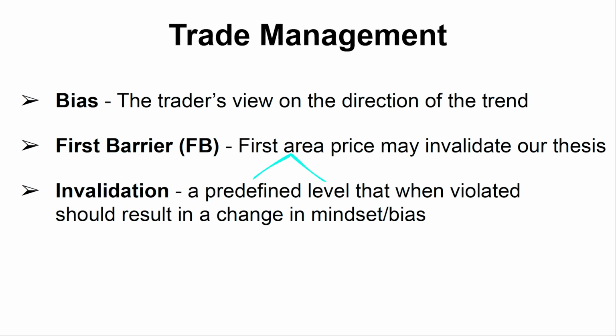Now, I'd like to talk about the most important part of our trade setup, invalidation. Invalidation is a predefined level that, when violated, should result in a change in our trading bias. Invalidation in a trading setup is essentially the stop loss. When our trade thesis is invalidated, we will want to exit a trade since our original idea is likely wrong. This is where a stop loss is placed.